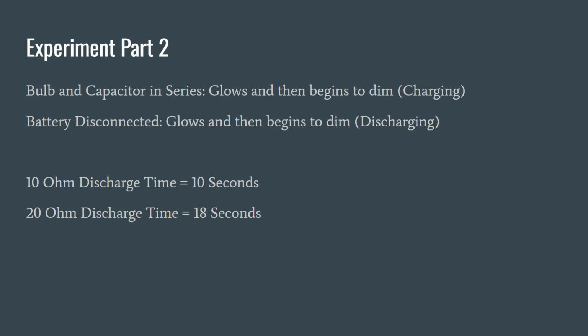Now in the next part, we looked at capacitors and a resistant bulb. When the bulb and the capacitor were in series, it began to charge, making the bulb glow and slowly dim as the capacitor gained charge. And when the battery was disconnected and the circuit was put back together, the same thing happened, but this time because the capacitor was acting like a battery and discharging. The 10 ohm bulb had a discharge time of 10 seconds and the 20 ohm 18.